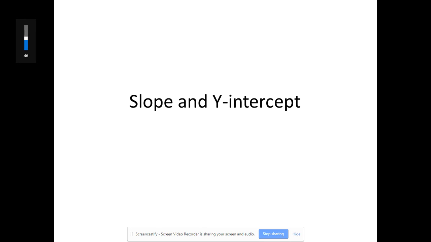Today, we're going to talk about slope and y-intercept. This should be a review for some of you. Some of you haven't seen it in a while, and some of you are probably like, oh my goodness, I don't know what you're talking about.